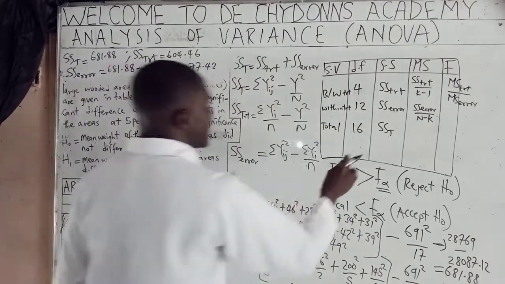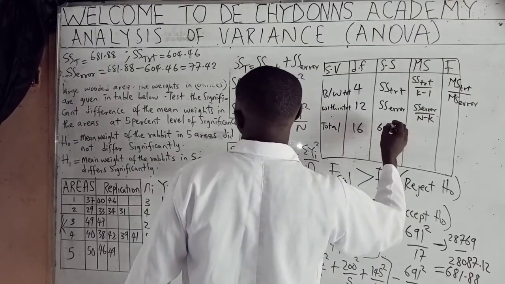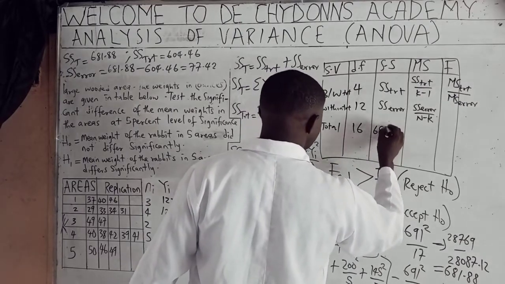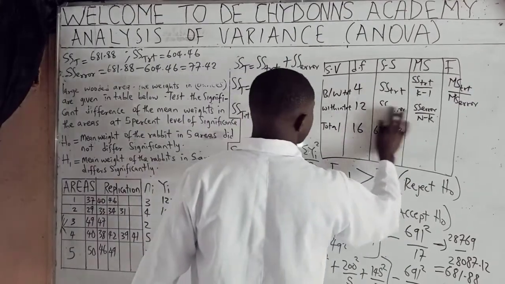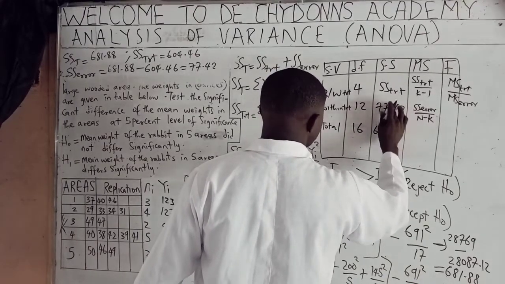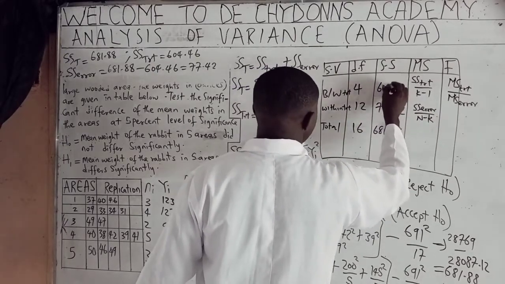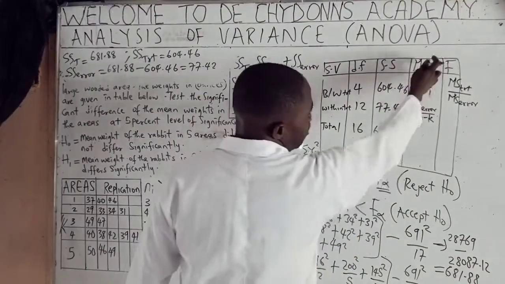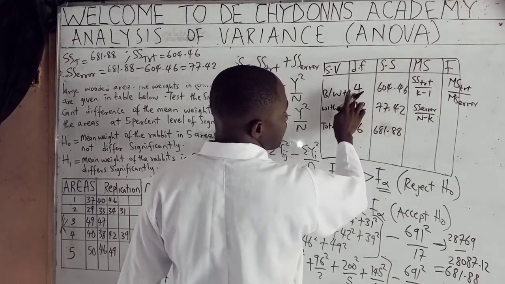Then, what did we get as our SS total? SS total is 681.88. SS error is 77.42. The SS treatment is 604.46. Okay? Now, for you to get MS treatment, you say SS treatment divided by 4, which is K minus 1.